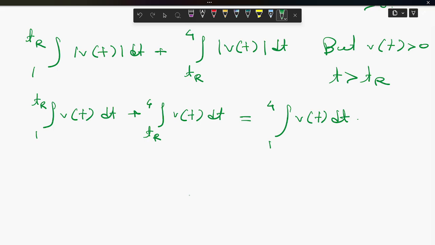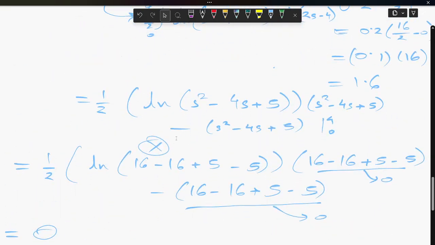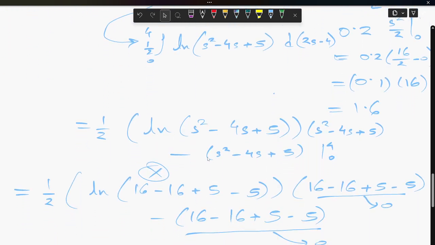So let us compute the easy thing. So this part is so easier now. 1 to 4, the integral of ln of t square minus 4t plus 5 dt minus 0, sorry, that is 1 to 4, 0.2 dt. Very good. So now using this integral, this is from 0 to 4, and if we take 1 to 4, then we would get, just put this part as 1. So let us see what we get.